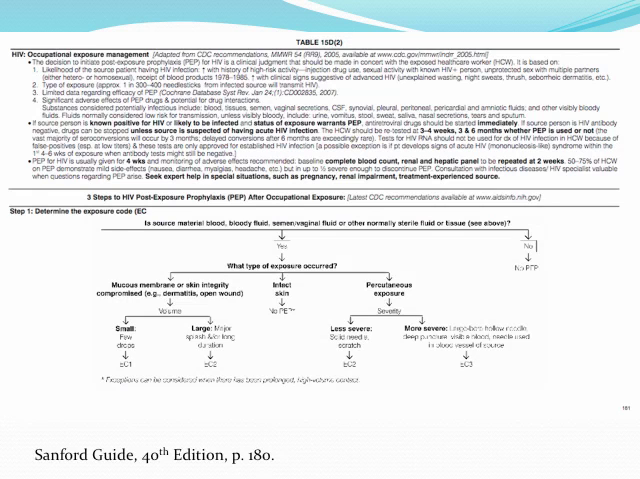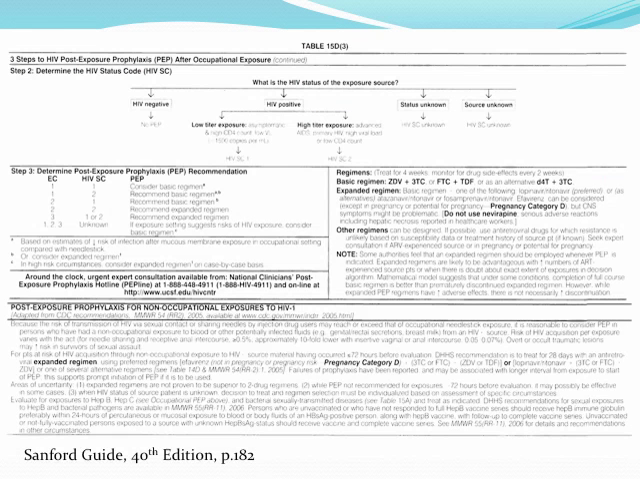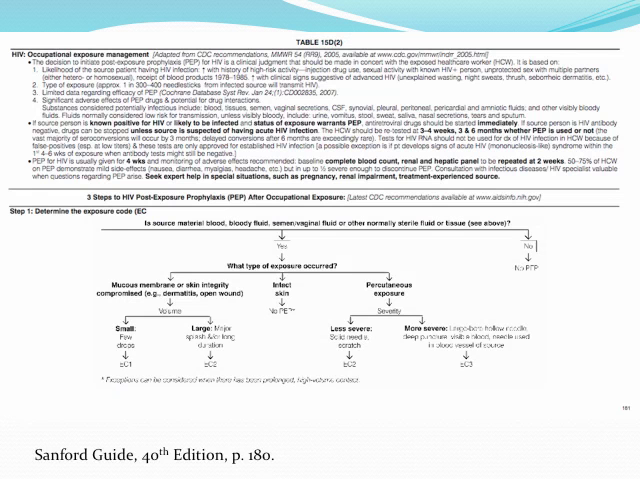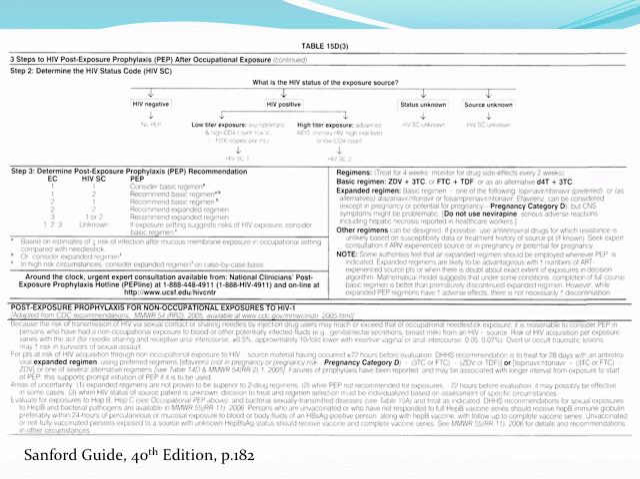HIV exposure management here in table 15D2 includes an algorithm on the type of post-exposure prophylaxis, the type of exposure, and what is recommended in terms of whether antiretroviral therapy should be offered or not, based on the risks of exposure and the degree of exposure. Once you determine the HIV status and the type of exposure, recommendations are then given for whether a basic, expanded, or alternative option should be considered.